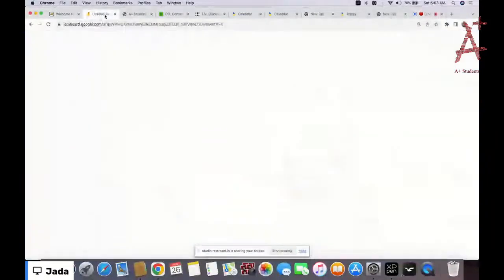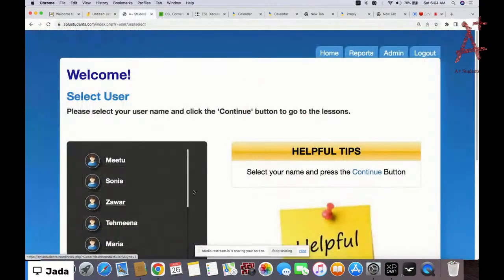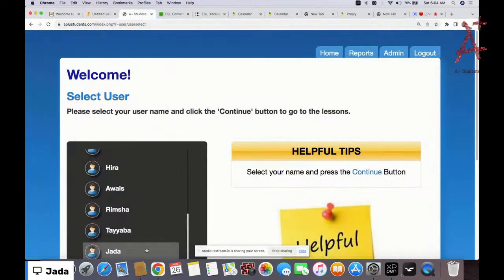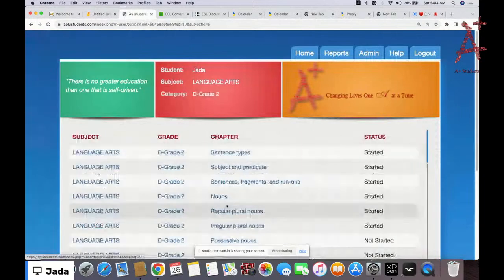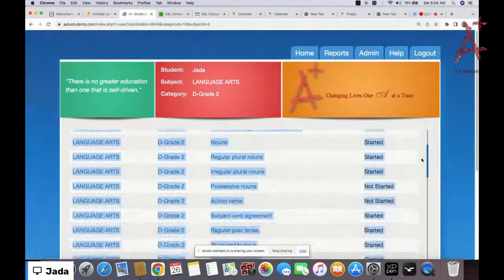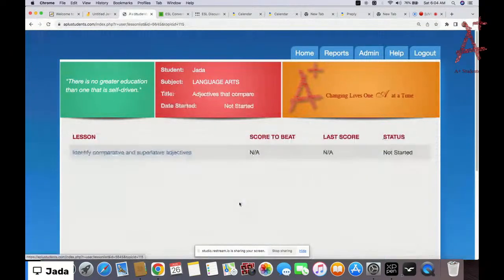So today we'll be having KD to grade 2, and we'll be having adjectives that compare. First, log in using aplusstudent.com, input your email and your password, and then click on your name. Okay, this is where you have the names. So you click on your name and then you log in. So we will have grade 2. We'll take the lesson from grade 2 and we will just search for adjectives that compare. So this is here.